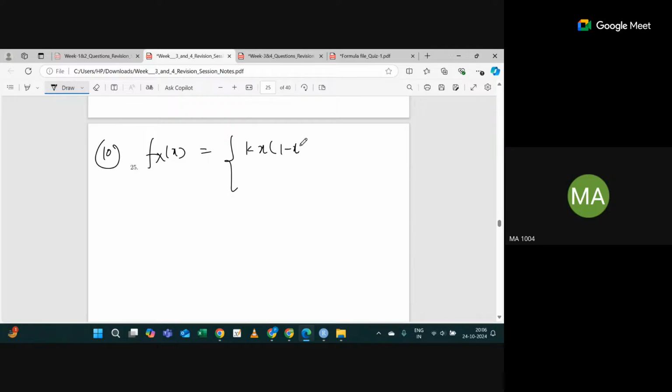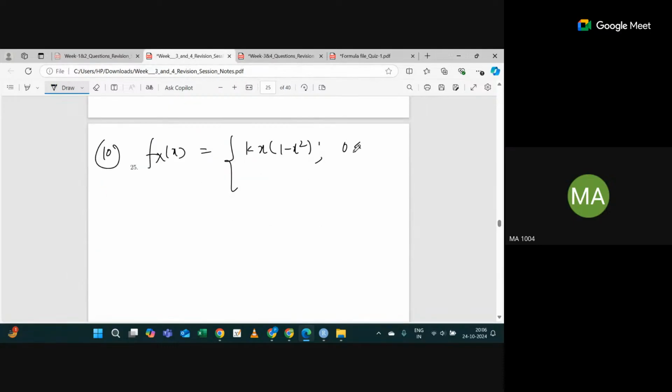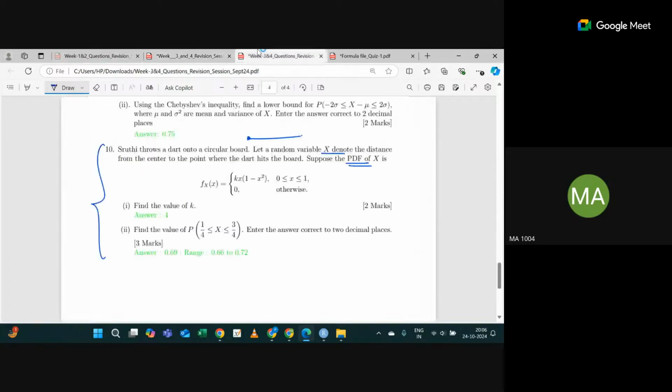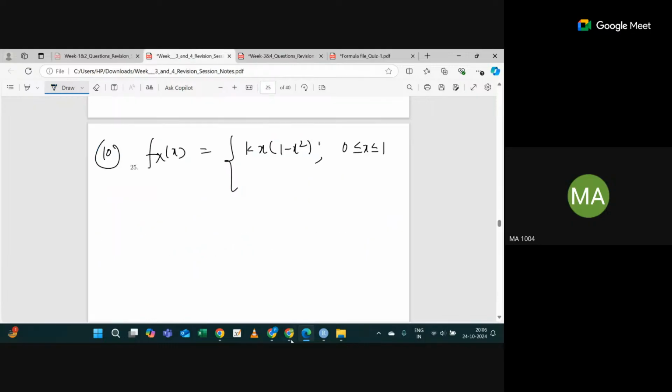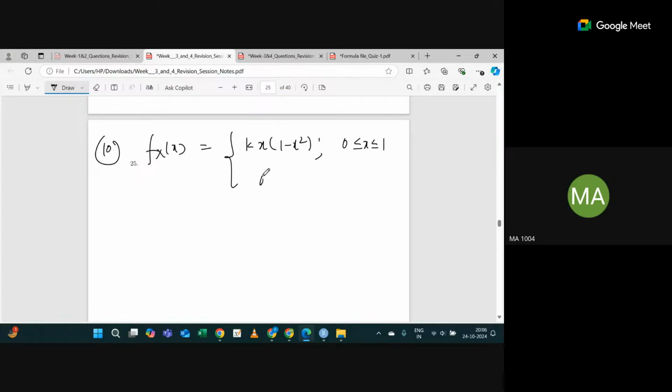Kx(1 - x²), and what is the support of x? 0 to 1. So the very first question is you have to calculate the value of k. Now we know we have to use the properties of PDF. So what is the property of PDF? First of all, it is greater than or equal to 0 for this support.